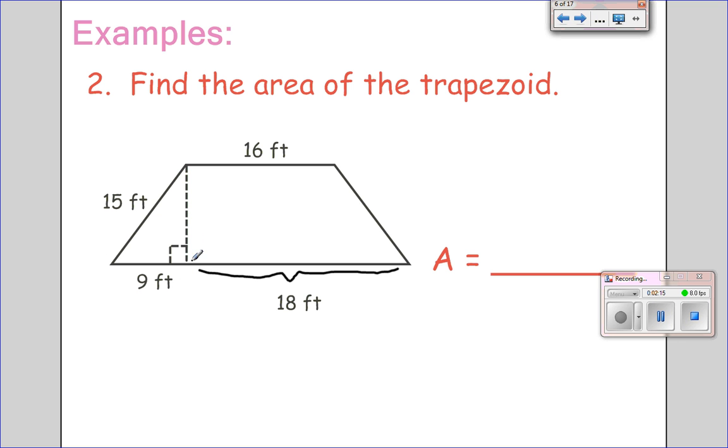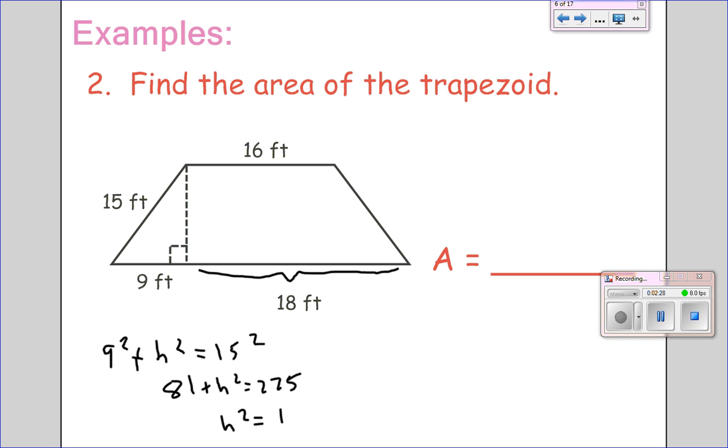We have a right triangle, so the Pythagorean theorem is acceptable. So 9 squared plus the height squared equals 15 squared. 81 plus the height squared equals 225. Subtract the 81. So h squared equals 144, and the square root of that is 12.